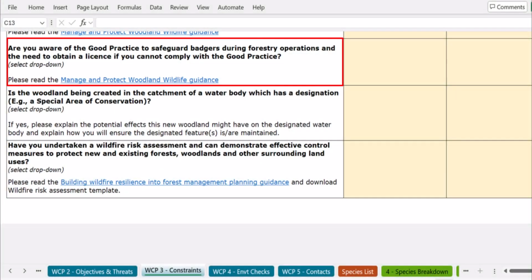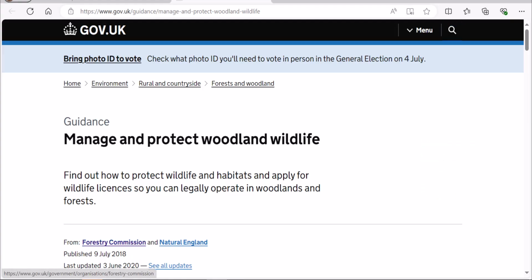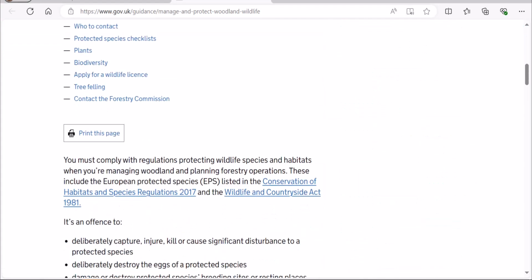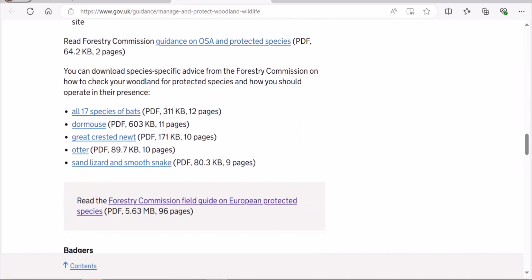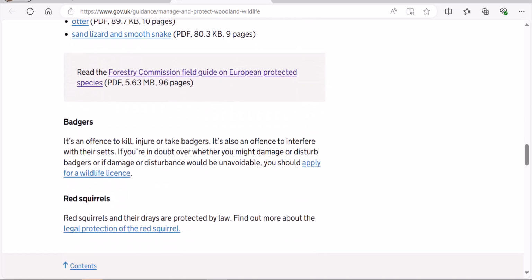The next section of the form involves another good practice. So are you aware of the good practice to safeguard badgers during forestry operations and the need to obtain a licence? As with the last section, on European protected species, there's another hyperlink which sends you towards that good practice guidance. It's worth familiarising yourself with that, understanding it, and then you can tick yes. And as I say, if there's any unsureness, it is worth speaking to your woodland officer, as I'm sure they can inform you, or at the very least they can signpost you in the right direction.